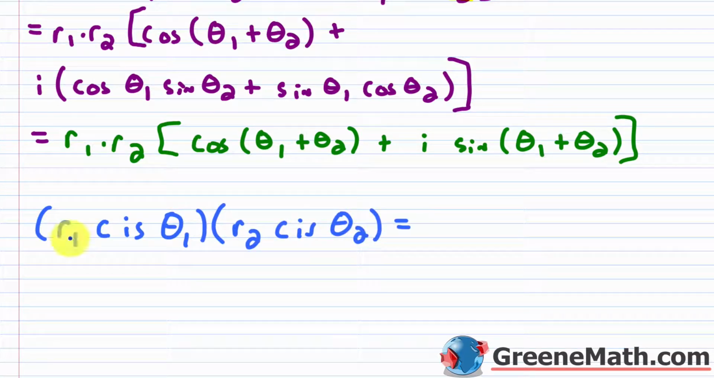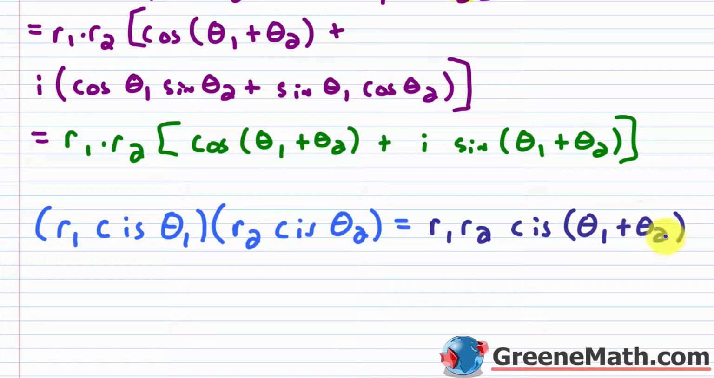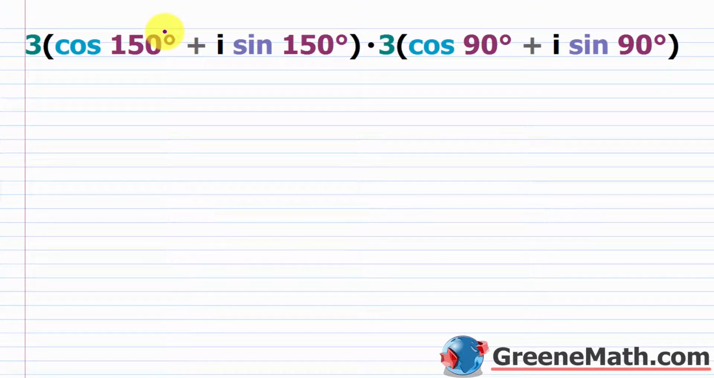This is going to be what? Again, multiply these two absolute values together, so this is r sub 1 times r sub 2, and then you would have your cis, and you're adding these two arguments together, so theta sub 1 plus theta sub 2. So this is the shorthand, probably a way easier way to remember it. All right, so to get things started, let's take a look at a very simple example.